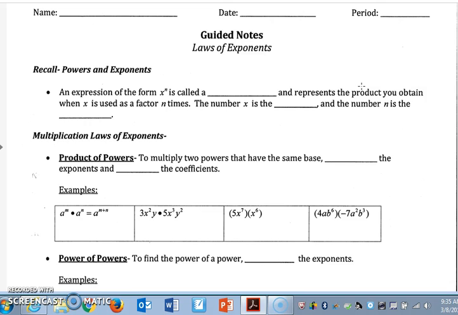Exponent means powers. So the first part is we're talking about powers and exponents. An expression of the form x^n is called a power. So please write power in the blank. And it represents the product you obtain when x is used as a factor n times. The number x is the base. So the bottom number is called the base, and the number n is the exponent.